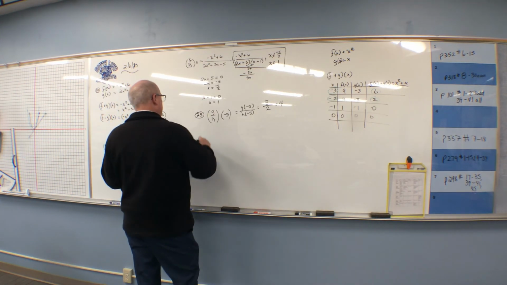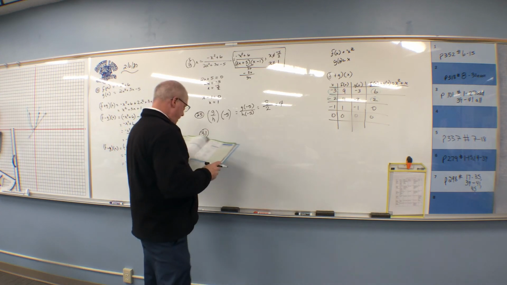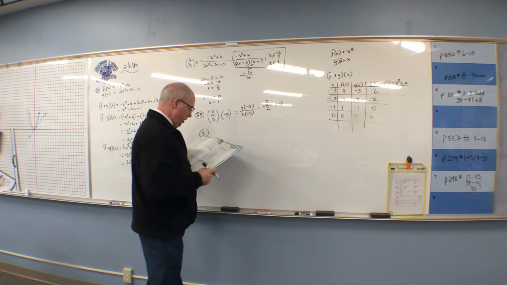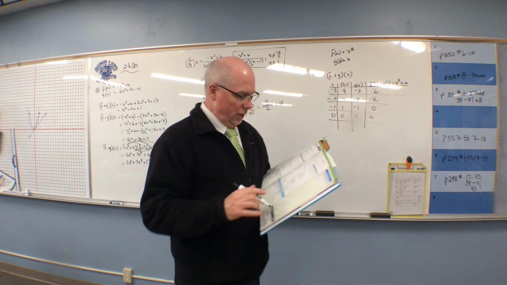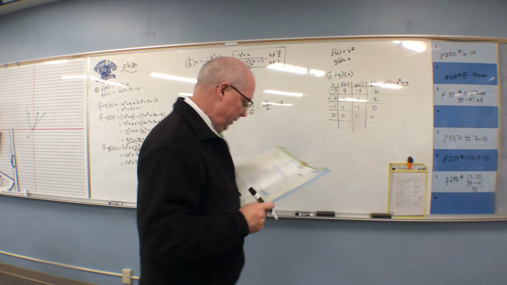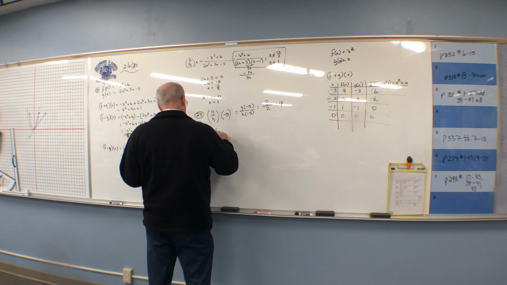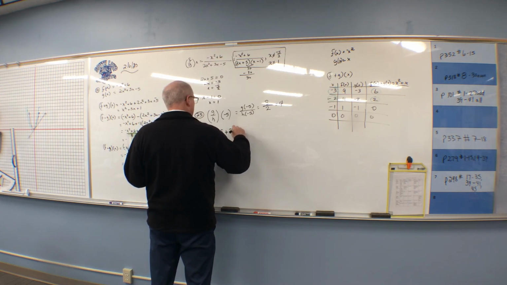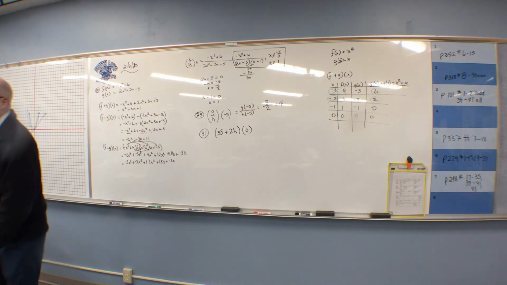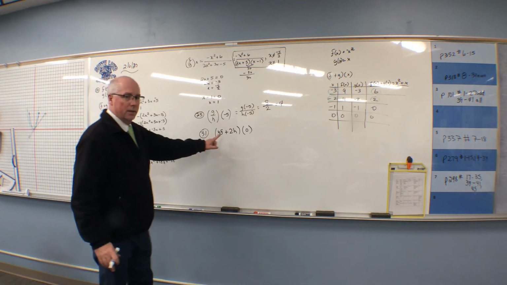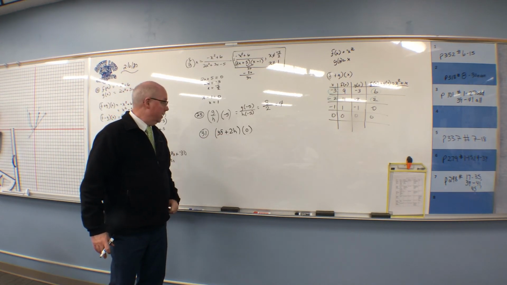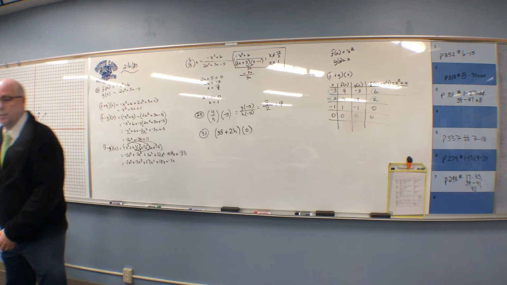Now let's take 31. It says if f of x equals negative x plus 1, g of x equals 4x plus 2, and h of x equals x squared minus 1, find each value. 31 says, parentheses 3f plus 2h parentheses 0. Guys, if I were you, I would do this first. I would take 3 times the f function and add it to 2 times the h function, and then at the end put 0 in.